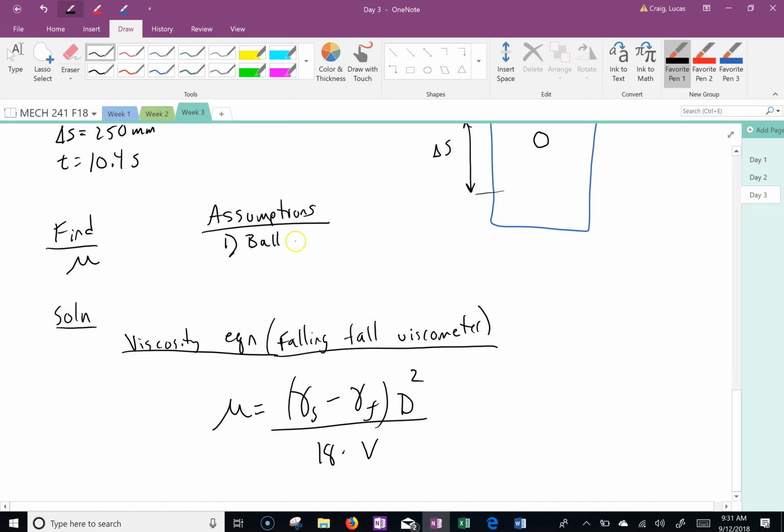One would be the ball reached terminal velocity, or the steel ball. So what does that mean for acceleration? Zero. Yep. And another one would be that the ball isn't spinning. So that creates a whole new drag force that you have to include, and we're not going to worry about that. Okay.